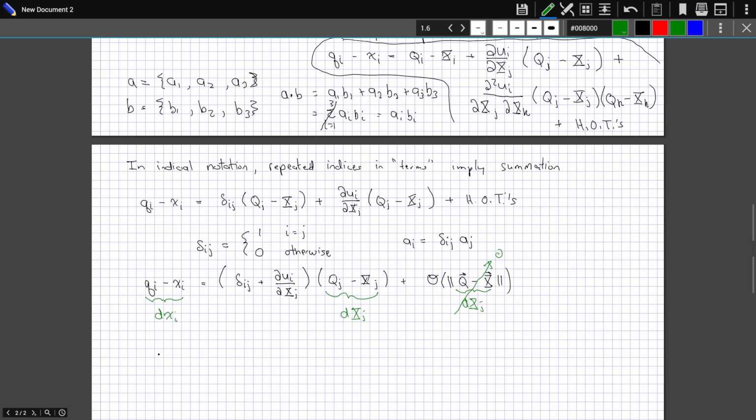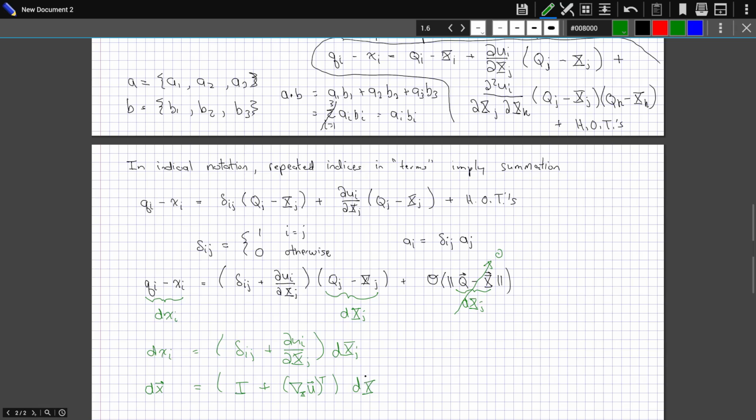And so now, finally, in component form, we have dxi, okay, or in vector form, we'll write d little x is equal to the identity matrix plus grad u, grad with respect to big X, grad u transpose. We'll see why it's transposed next time, dX.